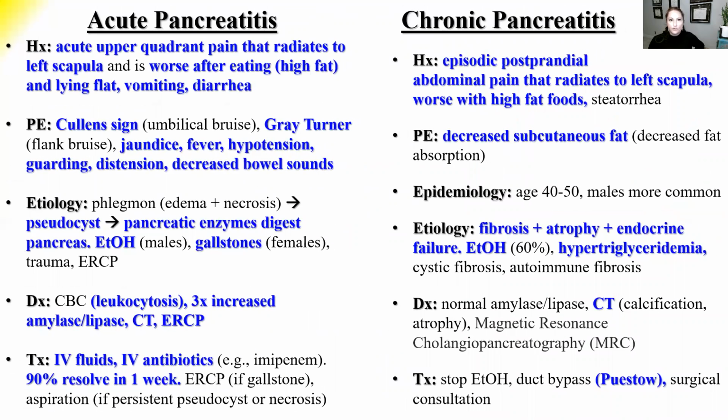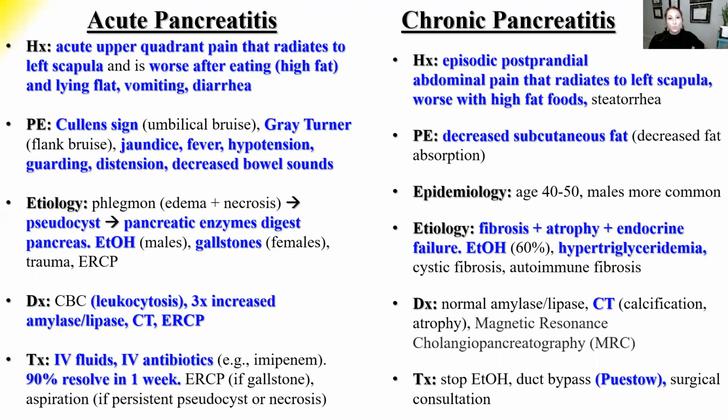Acute pancreatitis versus chronic pancreatitis. These are on the same slide, but I want you to learn the similarities here. In acute pancreatitis, they're going to have an acute presentation. So acute upper quadrant pain that radiates to the left scapula. Remember, right was gallbladder, left is going to be pancreas.